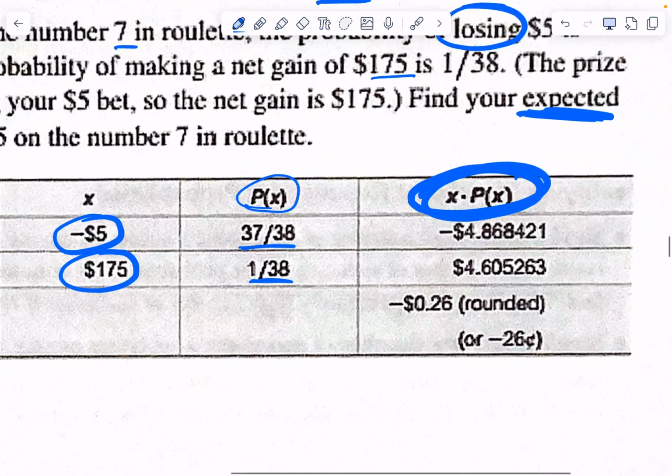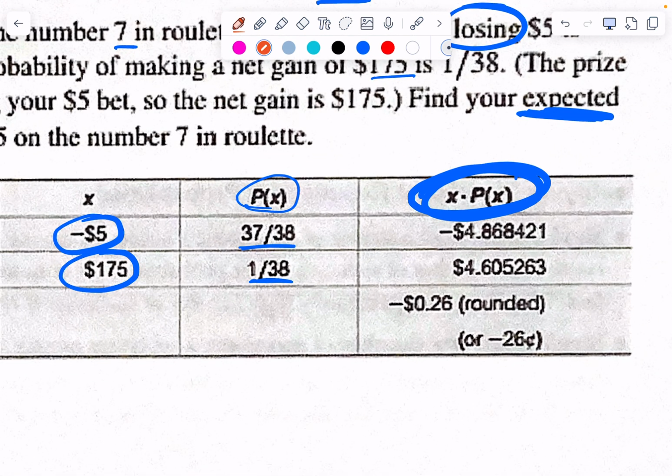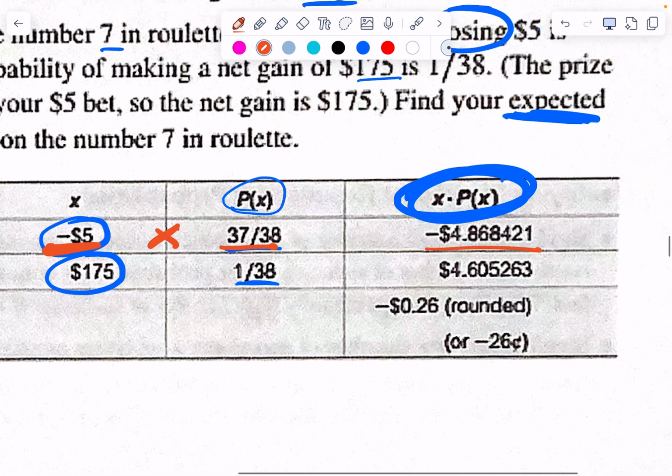Okay? So if I take negative 5 times 37 out of 38, it comes to be a negative 4.868421, rounded to that many decimal places. I don't know why they did that. But if you take 175 and you multiply by 1 over 38, it ends up being 4.60. And if you add those together, because we're finding the sum, you get a negative 26 cents.